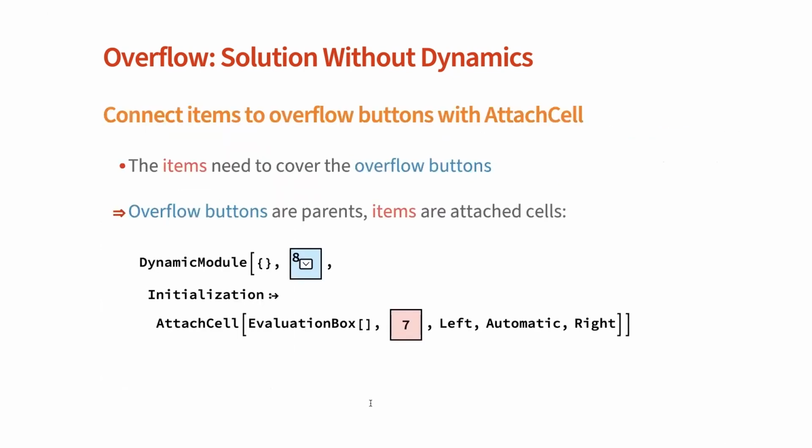So how do we actually construct this? We can do it with attached cell, because we want things that are hovering over other things and attached to other things. The items are the things that need to cover the overflow buttons, which means that the overflow buttons are the parents and the items are attached to them. We can do this by using the initialization on the dynamic module. This is an overflow button, and the initialization that we want is to attach the item that's to the left of it to it. That's what these alignment options are doing.